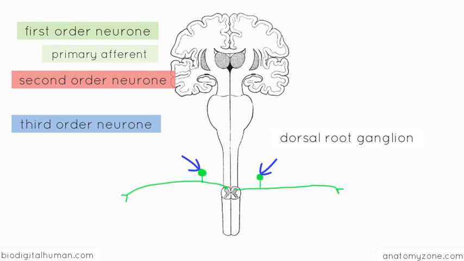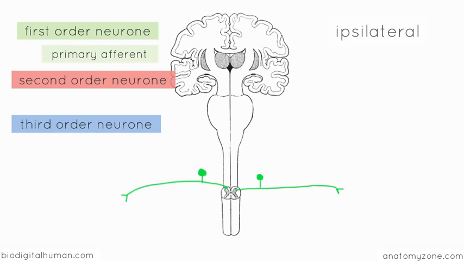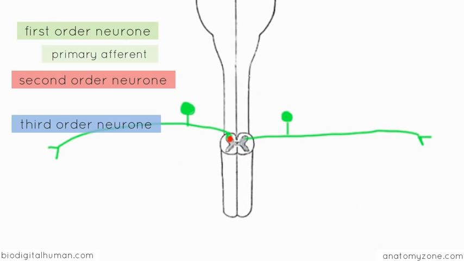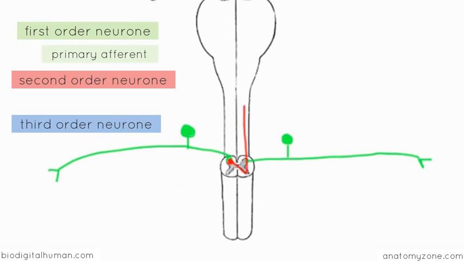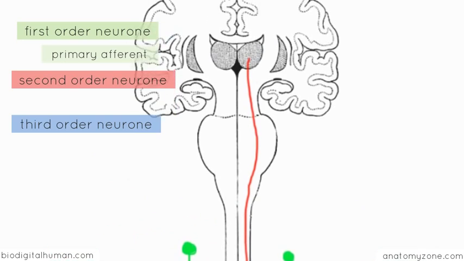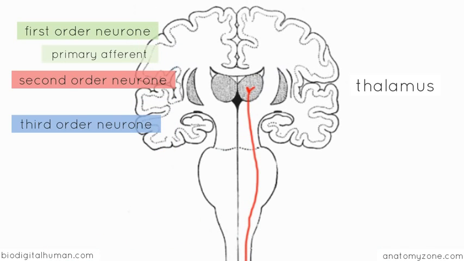So what's important to know about the primary afferent neuron, or the first order neuron, is that it remains ipsilateral. So ipsilateral just means on the same side. So ipse in Latin means the self or the same. So ipsilateral just means same side. So the first order neuron terminates either by forming a synapse in the dorsal horn of the grey matter of the spinal cord with the second order neuron, as I'm showing you on the left hand side here. So this second order neuron then crosses over to the other side of the spinal cord and ascends all the way to the thalamus, where it forms its synapse with the third order neuron.